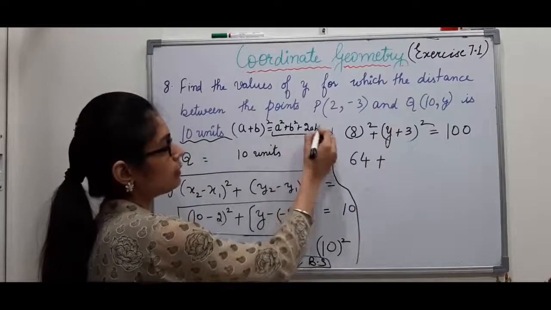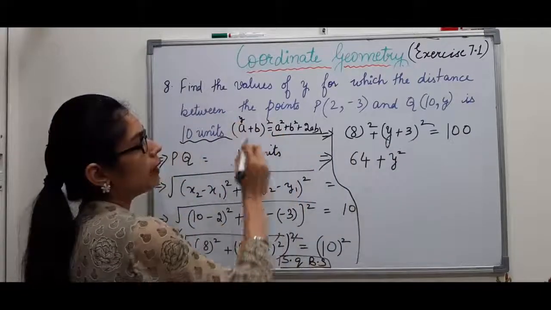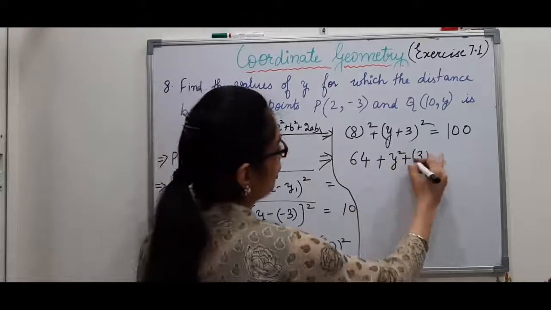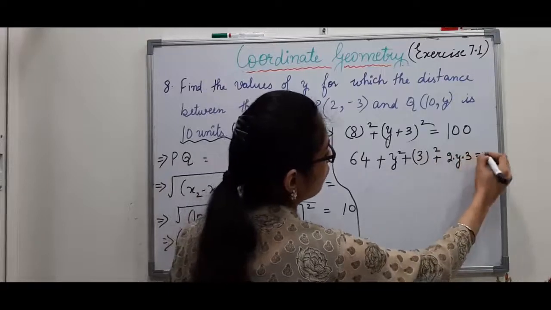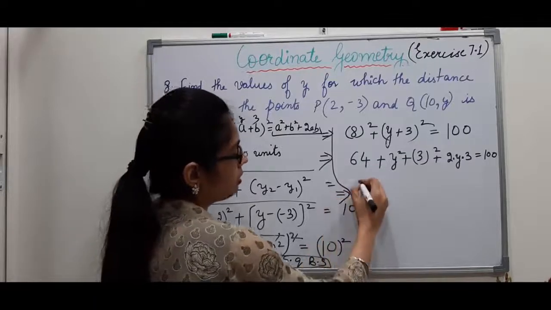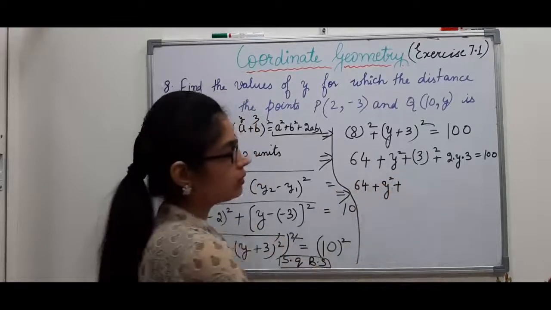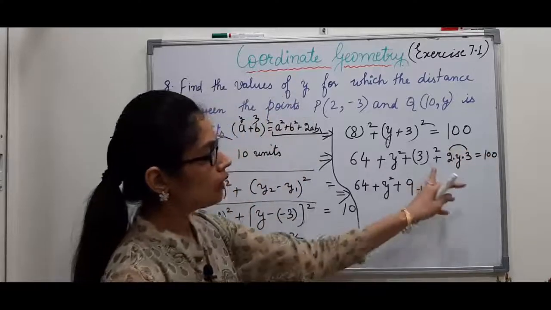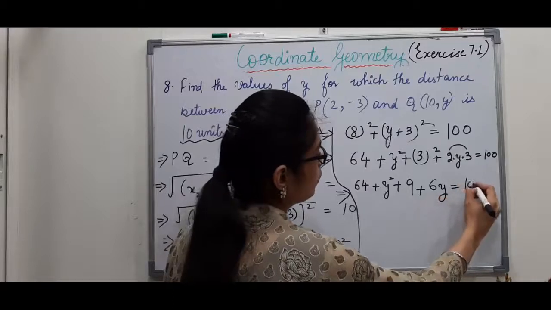So we have to use this expansion. a square means y square because a is y and b is 3, plus b square which is 3 square, plus 2 into a which is y into b which is 3, is equals to 100. 100 we have to write as it is. So now 64 plus y square plus 3 square means 3 into 3, it is 9, plus 2ab, or 2 into 3, we can multiply, 2 into 3 is 6, y we can write as it is, into 100.